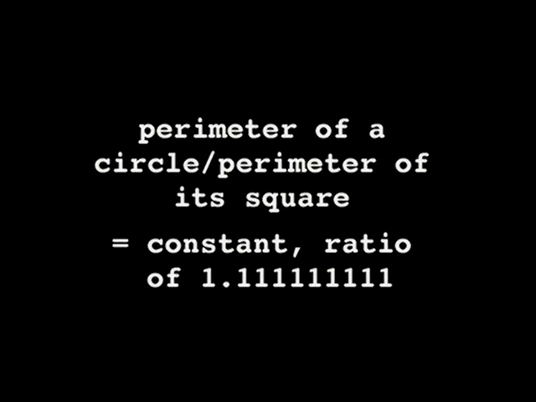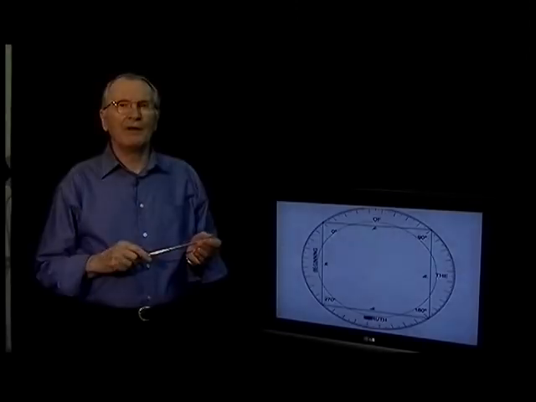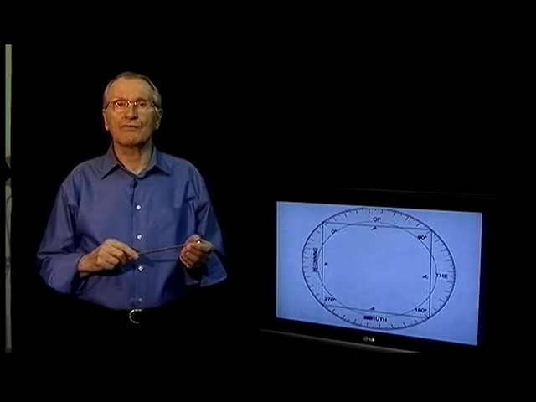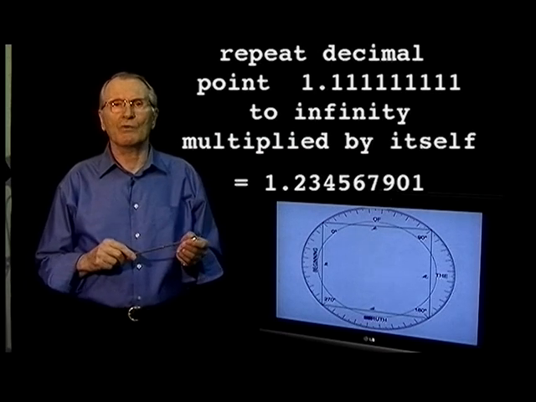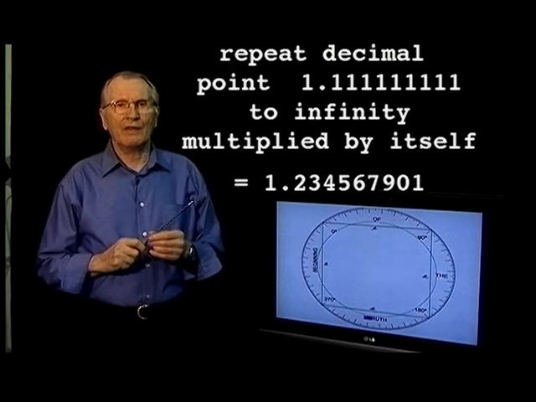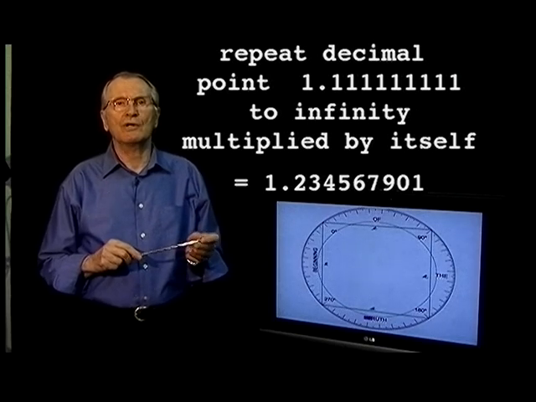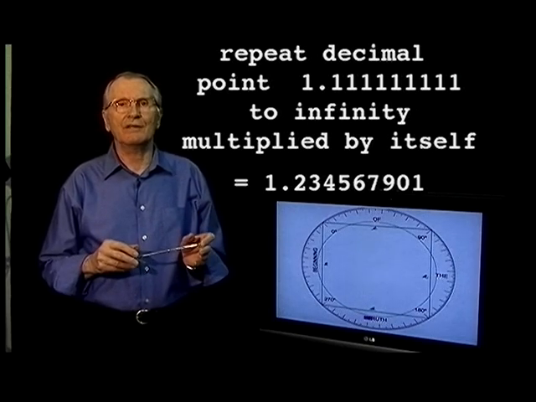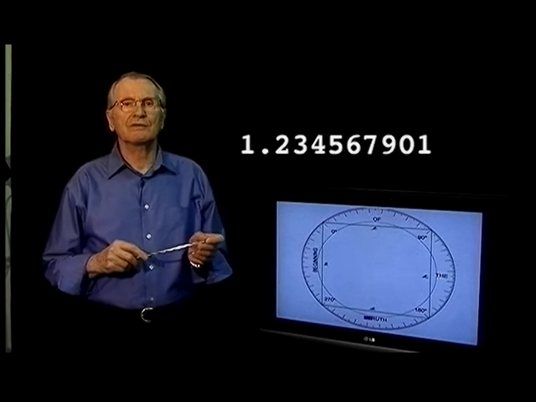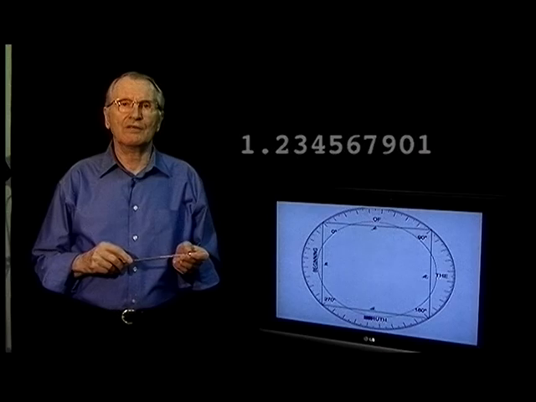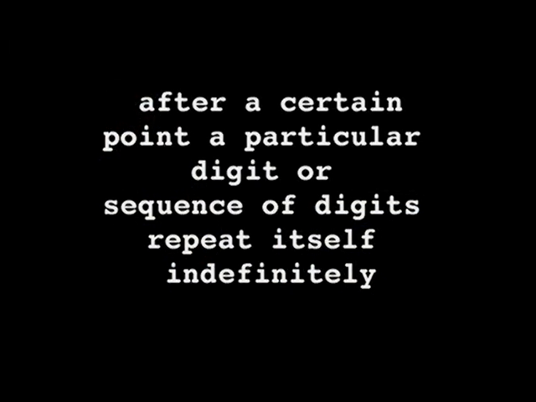ratio of 1.111111111. Therefore, if we repeat the decimal points of 1.111111 to infinity, and we multiply it by itself, that equals 1.23456790101, the repeating sequence of digits to finite decimal, in which after a certain point, a particular digit or sequence of digits repeat itself indefinitely.